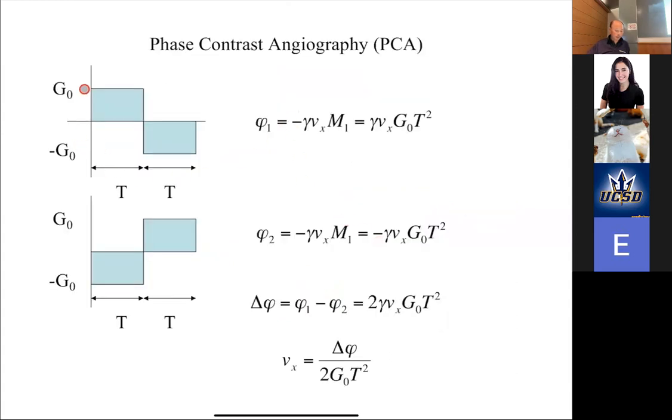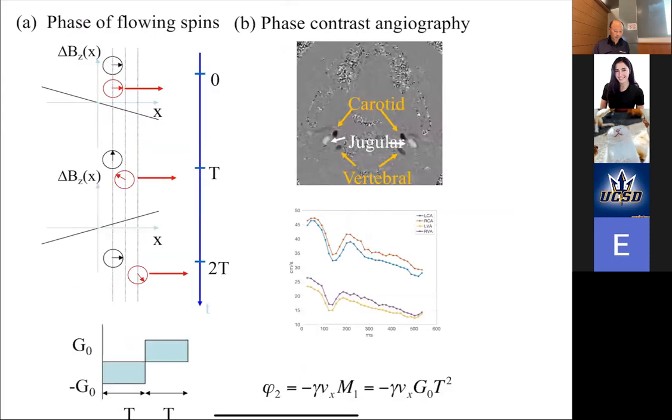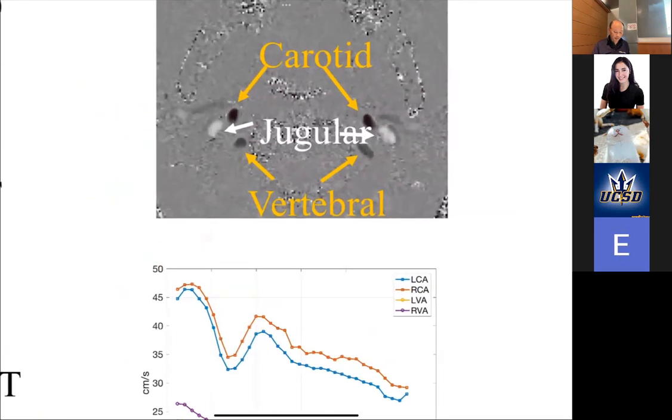Typically the way it's done is we play out a gradient this way and a gradient this way and subtract the two phases. That compensates for background effects and just turns out to be a little more robust. In any case, we can get an estimate of the velocity based on that phase and also the gradients, the amplitude and the duration that we set. So we know all the parameters. This is what it looks like.